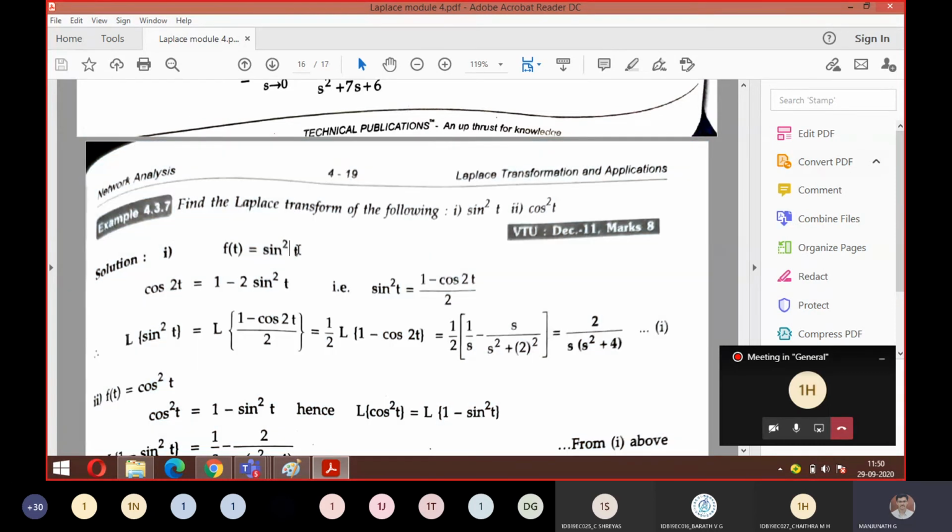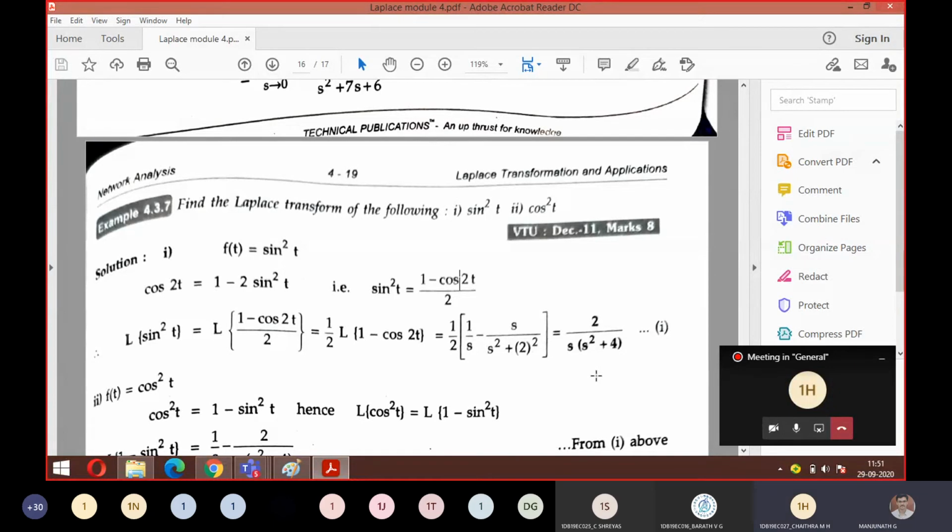Sine square theta we can't directly dump, right? So for that we have taken the cos 2 theta formula: 1 minus 2 sine square theta. From this you take only sine square theta. So what is left out? That itself is your formula, right? So for this you can apply your Laplace, because we don't have a Laplace for sine square, we have it for sine, correct? That is why they are converted, then split the terms, get the answer. Am I clear?